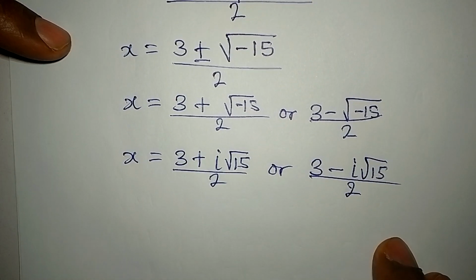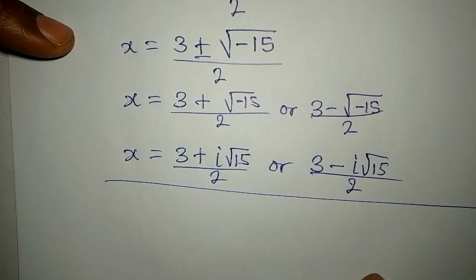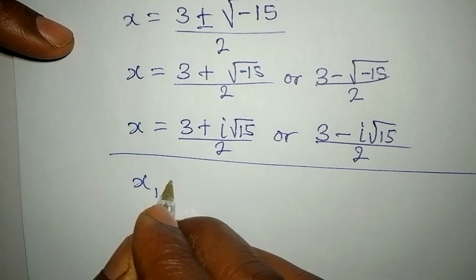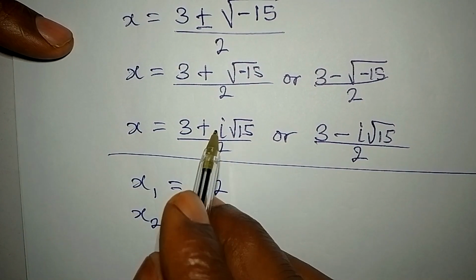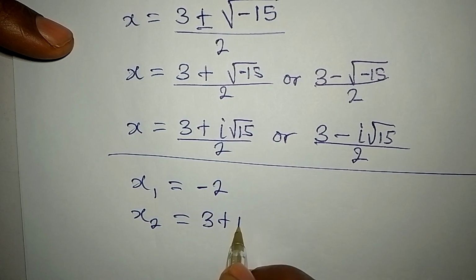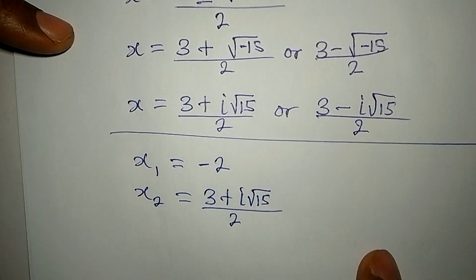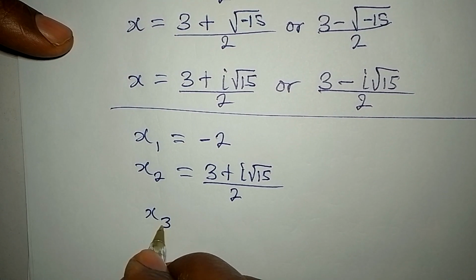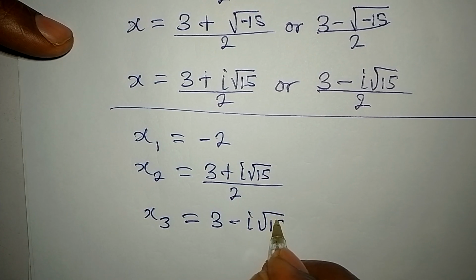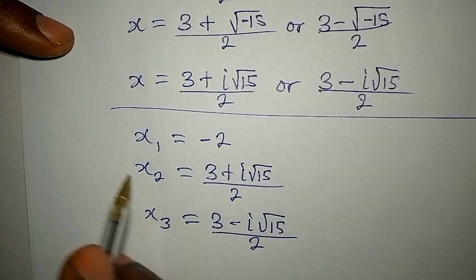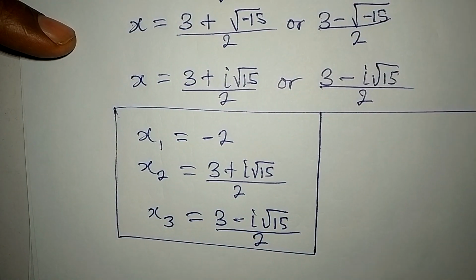Now, what do we do again? From here, we have two solutions already. Let's bring the three solutions together. We got x1 that is equal to minus 2. Then our x2 is from here. We got 3 plus i root 15, and this is over 2. Then our x3 is equal to 3 minus i root 15 over 2. So these are the three solutions, okay, to the problem.